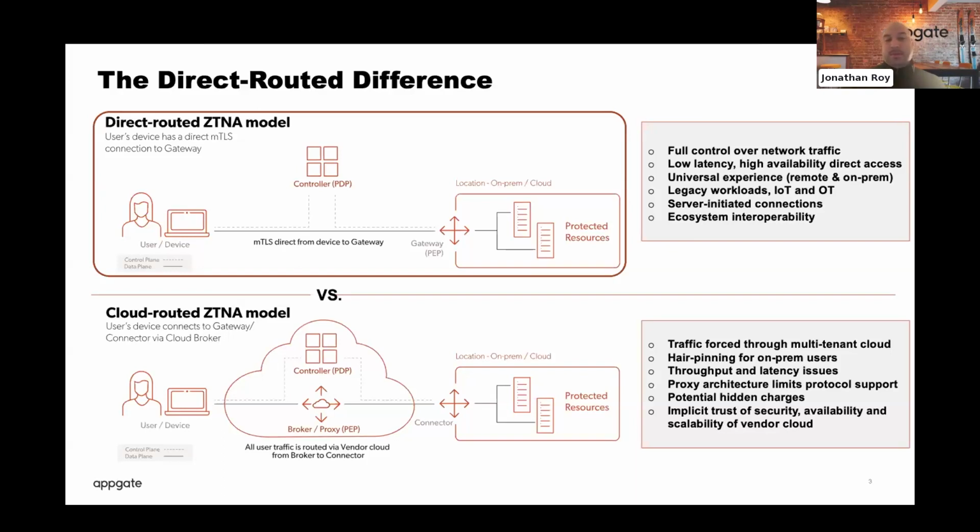That's really when ZTNA vendors provide their capability by hosting a lot of that infrastructure in their cloud. So if you look at the bottom there, you as a user don't directly connect to, let's say, your data centers, or maybe in AWS you have some VPCs, or in Azure you have some VNets. You don't directly connect to those environments. You have to send your traffic to a cloud first. So for example, if AppGate required this, we'd have an AppGate cloud and you'd send all of your user traffic to the AppGate cloud. Then we do a brokering or a proxy to your resources.